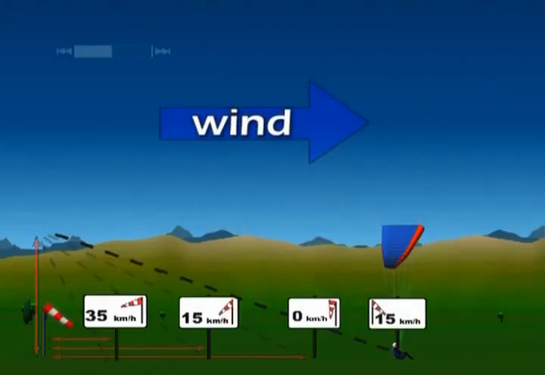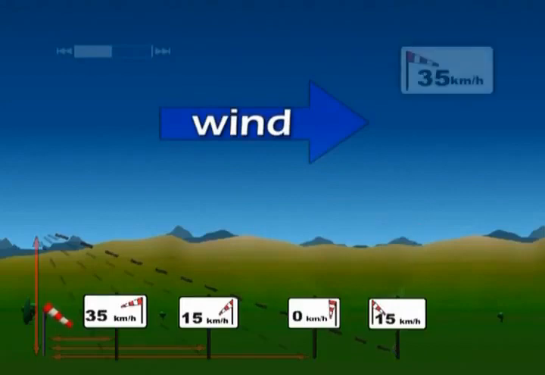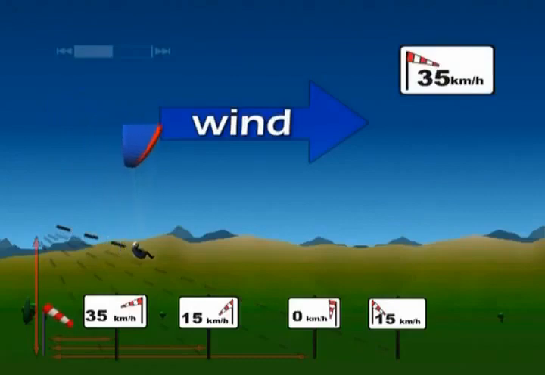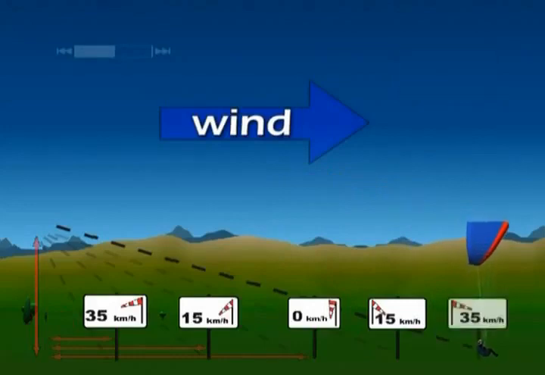Here's another example, this time with a 35 km/h tailwind. The paraglider's speed will be close to, if not more than, 70 km/h. This is why cross-country flying is usually done on days when wind conditions help the pilot reach his destination, and also why pilots always land into the wind.